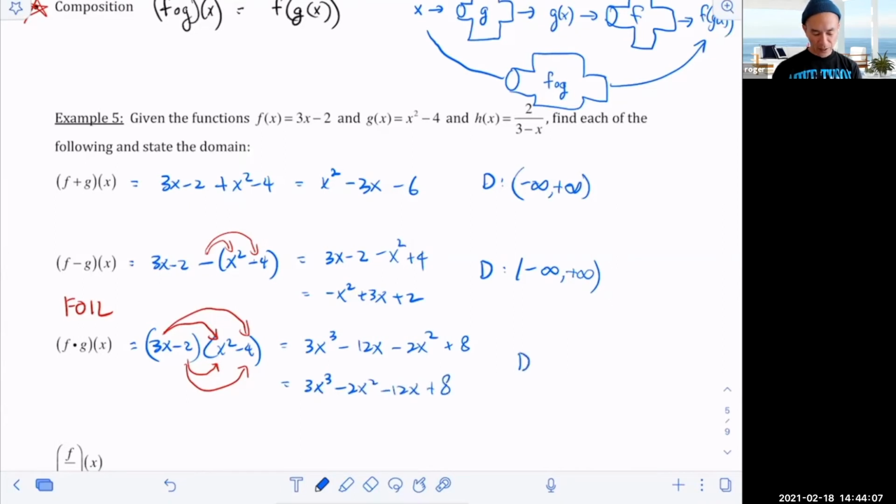Again, this is still a polynomial. In case you haven't realized it yet, the domain of any polynomial is all real numbers, because you don't have zeros in the denominator, because there's no denominator, and polynomials don't have radicals.